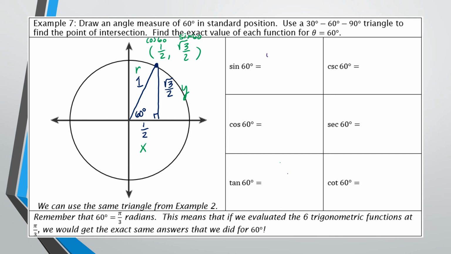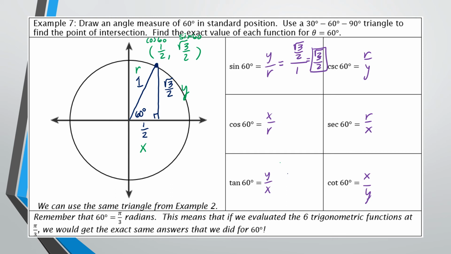So I'm going to fill in all the ratios, and again, if you don't have these memorized yet, I would really emphasize that you should try to write these down every time you do a problem. Okay, so I've got my ratios written down. For the sine of 60, it's going to be y over r. Y is the square root of 3/2, r is 1, so I only have to write the square root of 3/2. We don't have to write the 1.